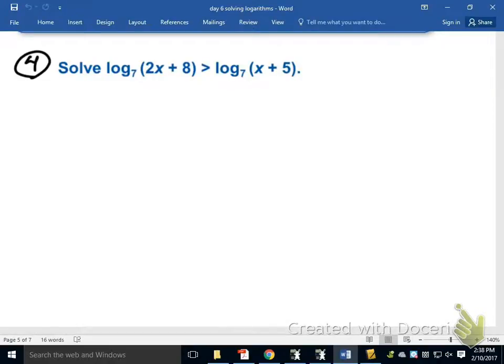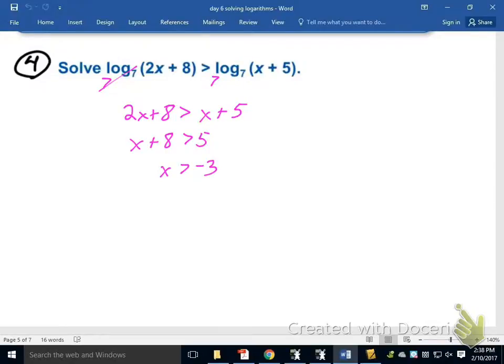What's going to happen is you're going to use a base of 7 on both sides, so I don't have to worry about the inequality symbol getting flipped here since it was a base greater than 1. So I'm going to have 2x plus 8 is greater than x plus 5. And just going to go ahead and solve this out, just normal, how you usually do, and minus the 8.